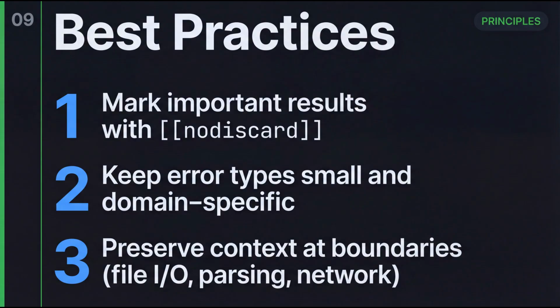Second, keep error types small and domain-specific. A parse error enum with 3 cases is better than a generic error string. Typed errors enable pattern matching and compile-time exhaustiveness checking. Third, preserve context at boundaries. When errors cross layers, file I/O to parsing to business logic, each layer should translate the error into its own domain vocabulary.